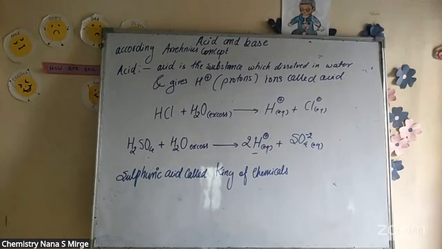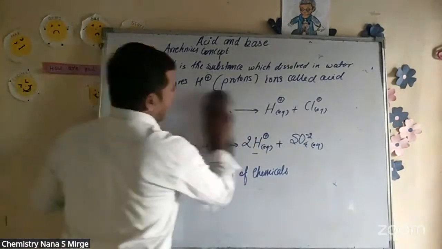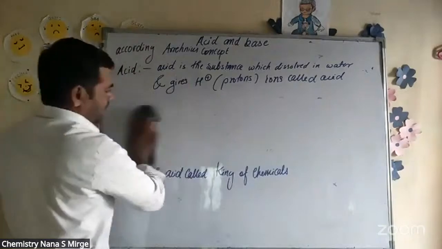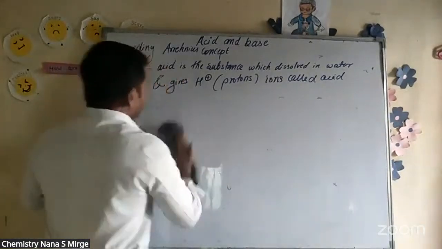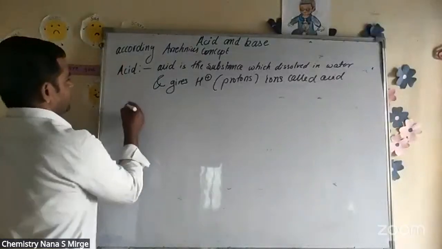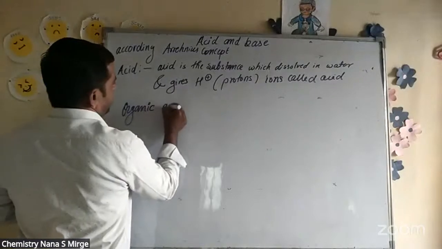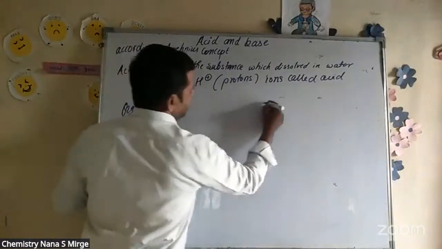Then again we will demonstrate so many examples. For example, there are two types of acid: one is organic acid and the other is mineral acid.